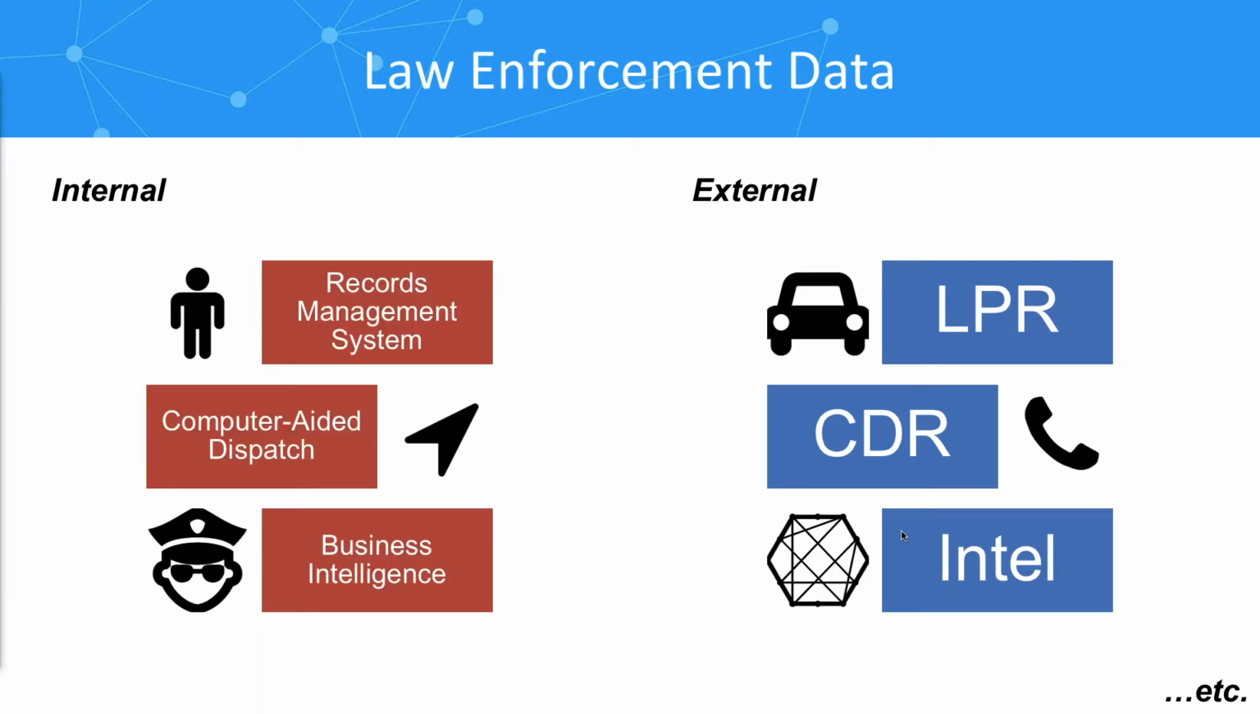So on the left here, for internal, I started out with maybe the most interesting to us in looking at connected data. The records management system, or RMS, is a real repository where the real meat of the data that the police are working with is held. If you think about the sort of data that law enforcement might have, you'd initially think of crimes and individuals and officers and vehicles. That's really where all that data is stored in the RMS.